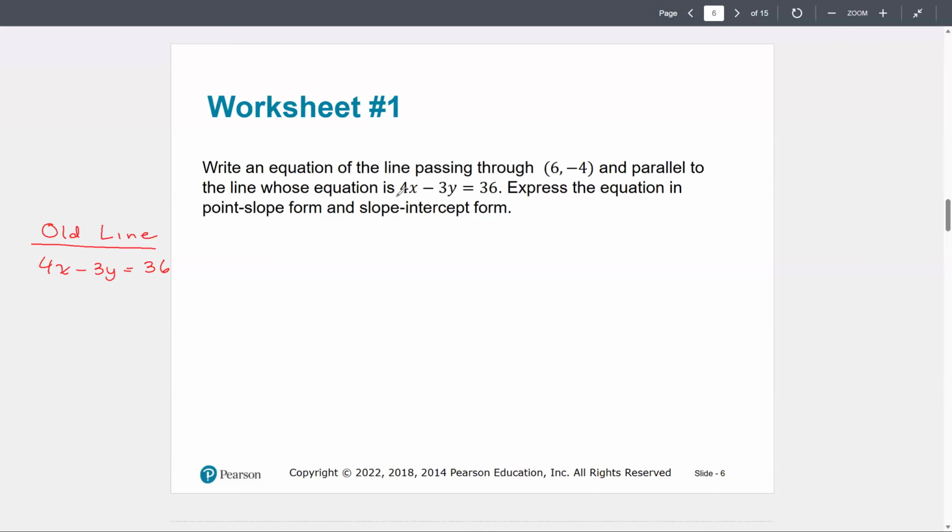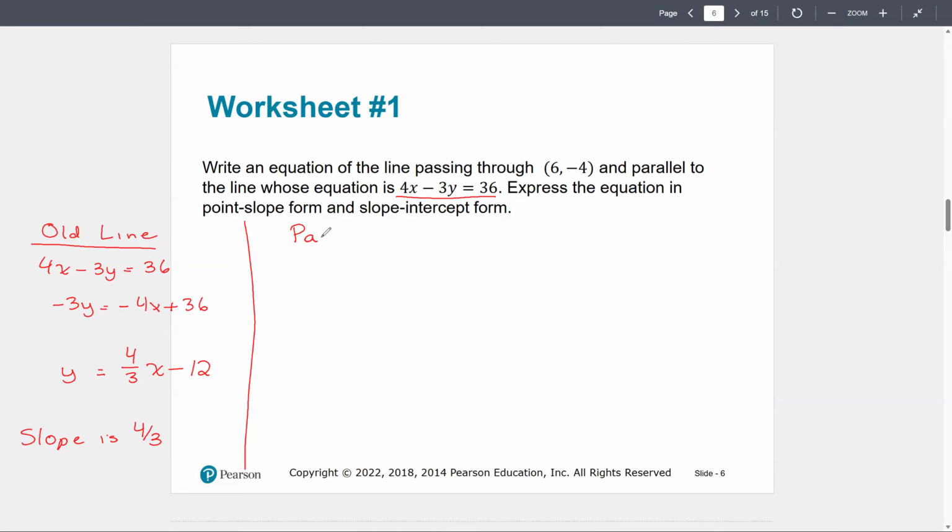All right, so we need the slope of this line before I can even do anything. That line is 4x minus 3y equals 36. So if I just solve for y, I'm going to subtract 4x from both sides. We're going to have -3y equals -4x plus 36. And if I divide everything by -3, we get y is equal to positive 4/3 x minus 12. So I see my slope is 4/3.